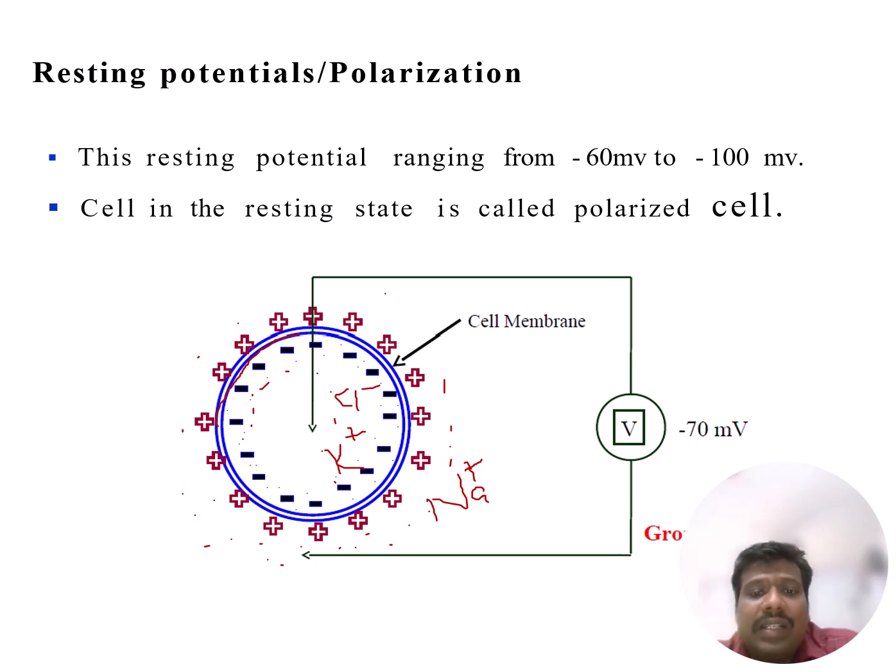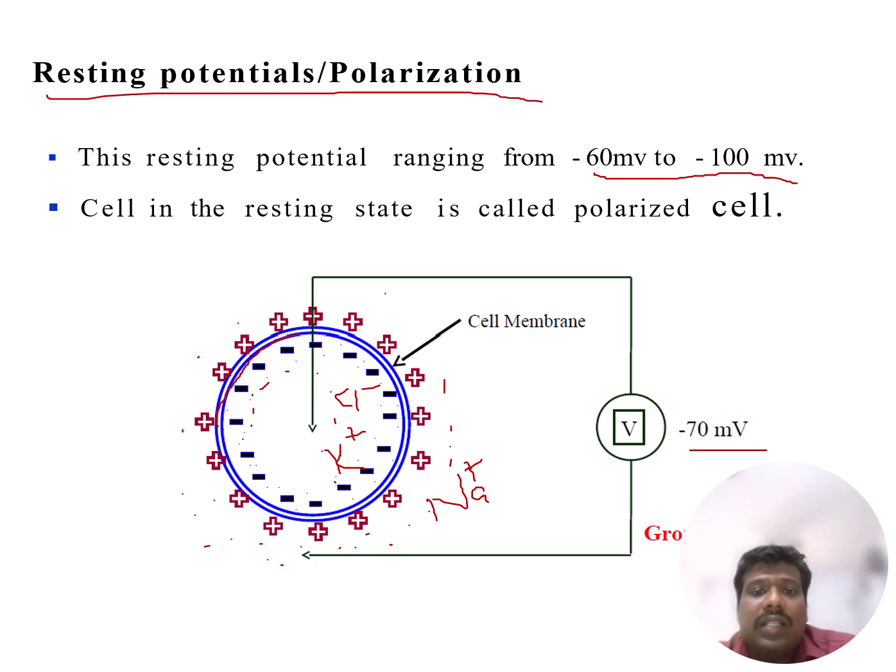So at this time, when we measure the potential inside the cell membrane, it becomes negative. The voltage varies from minus 60 millivolt to minus 100 millivolt, approximately minus 70 millivolt. This potential is called resting potential. The cell is in resting state. This is the polarized stage, a polarized cell. So this is called resting potential.